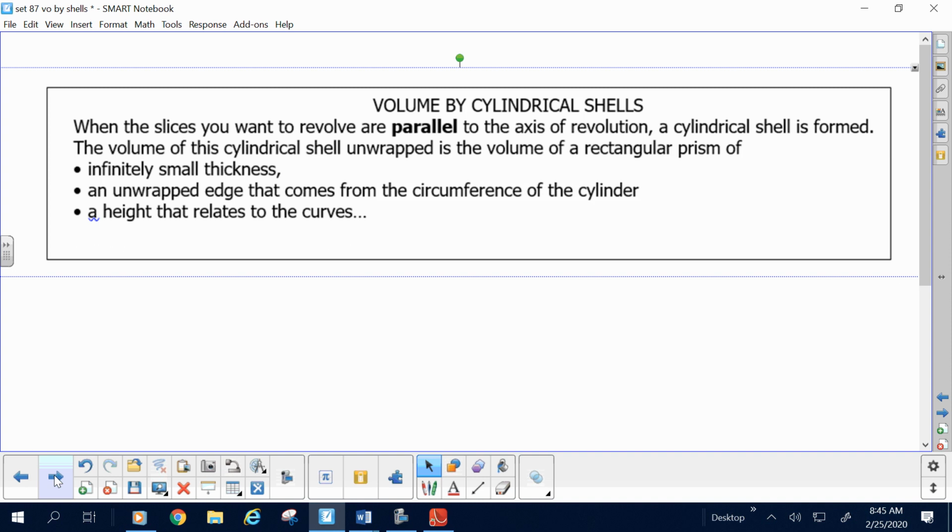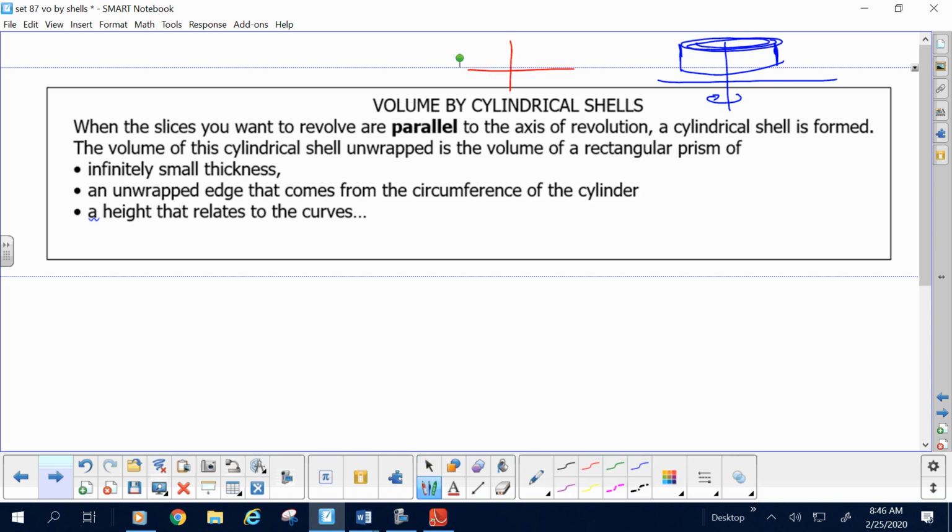When the slices you want to revolve are parallel to the axis of revolution, a cylindrical shell is formed. So, for example, if I had a slice like this and revolved it around the y-axis, then I get a cylindrical shell. Likewise, if I had a slice like this and revolved it around the x-axis, then I get a hollow shell. You with me?